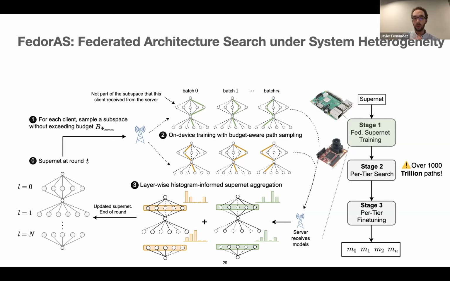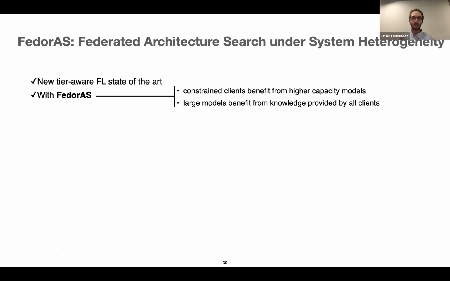So in stage 2, we do the search in a per-tier fashion. We say, which is the best path that has this particular footprint, for example, more than 500 megaflops but less than 1 gigaflop. So we sample of those, we take the best, and we say, this is the model for a high-end device. And we repeat the same for other tiers. We extract this path. This can be treated in a normal federated learning setting, where there is only one model that only devices of that tier can keep training. And that's what we presented in Fedoras, which is the current state of the art for tier-aware federated learning.